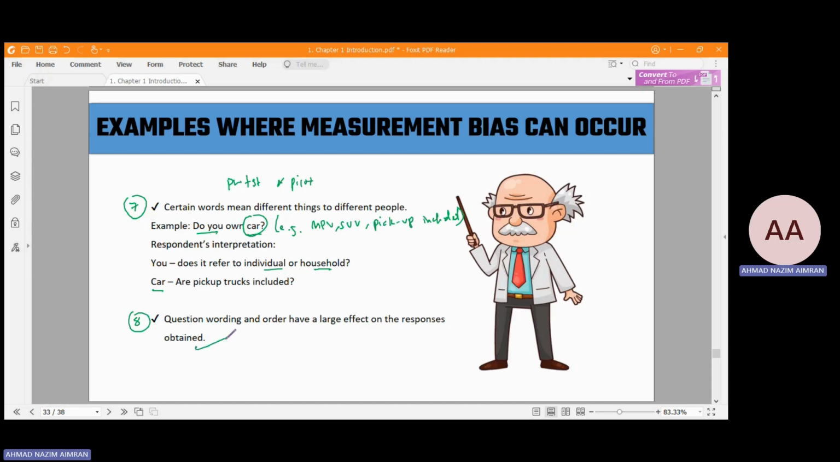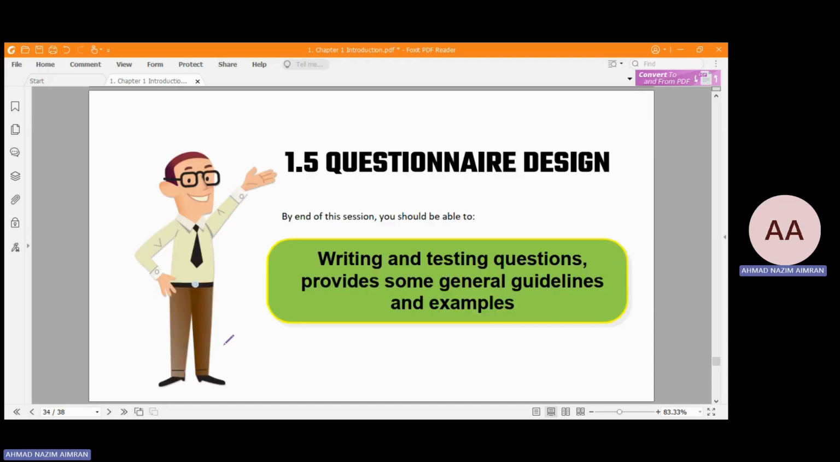obtained. For this one, I will share with you later on how we can decrease the response bias by reordering the questionnaire by its construct. Later on, we will discuss about this further. Okay, and now let's move to the next one, 1.5 questionnaire.